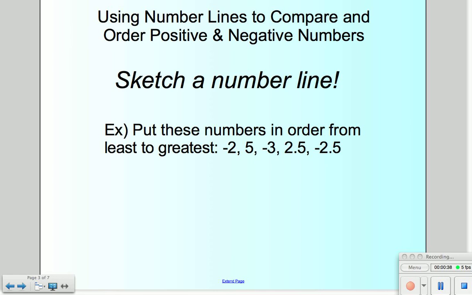Here we are being asked to put these numbers in order from least to greatest: negative 2, 5, negative 3, 2.5, and negative 2.5. Alright, so let's sketch out that number line, okay?